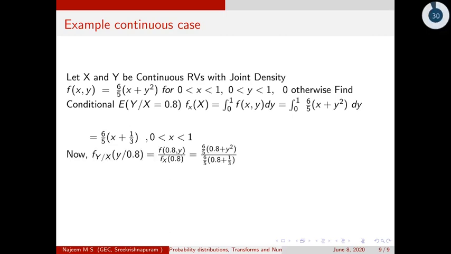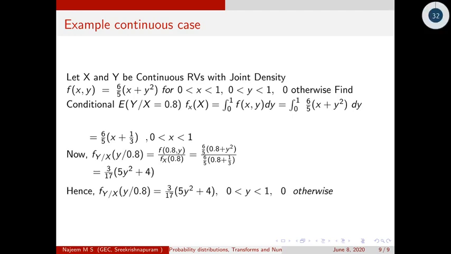for 0 less than x less than 1, and the conditional distribution is f xy divided by f x of x. We substituted the values of x here and in this value also, and it will be like this, 3 by 17 into 5y square plus 4. We need to express the range of y here, 0 less than y less than 1. So it's a function of y alone. First of all, you should understand that if we know x has taken a particular value, it's a function of y alone. Like that, 0 less than y less than 1, 0 otherwise.